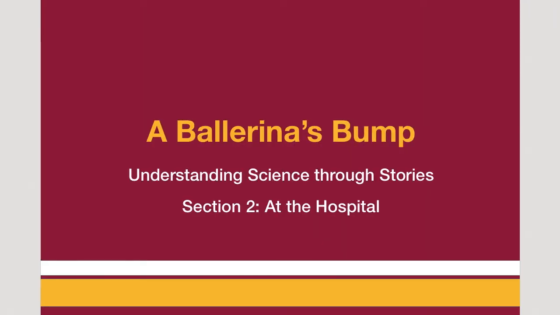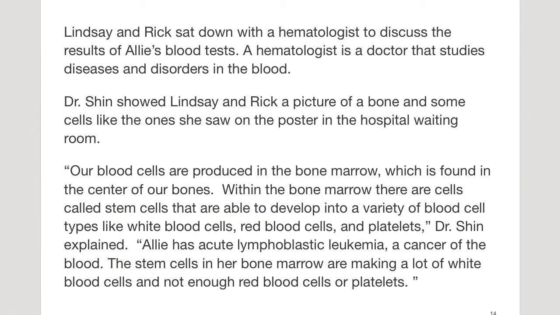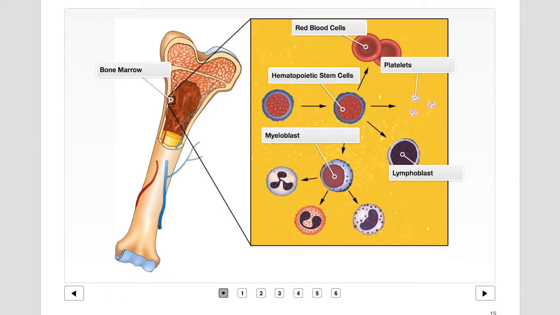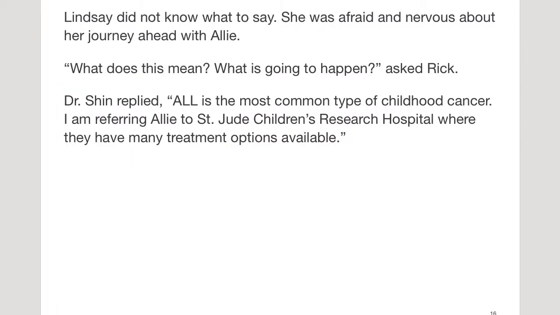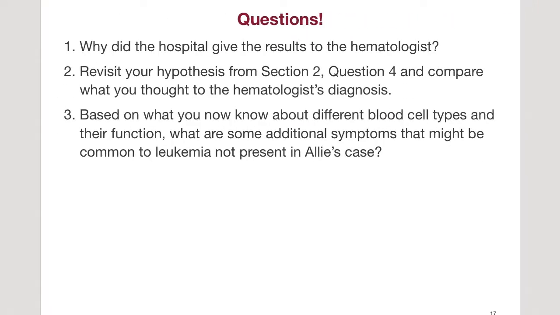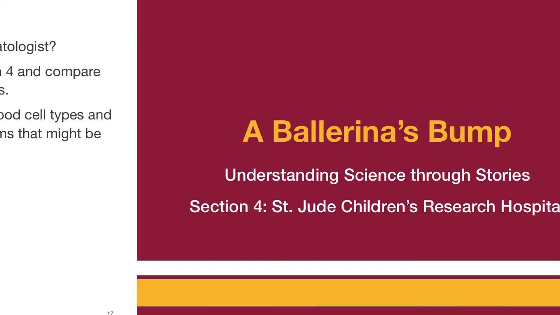At the hospital, a hematologist diagnoses Allie with acute lymphoblastic leukemia and explains the next steps of treatment to the parents. Students are also able to see the emotional side of coping with this type of illness. Following this diagnosis, the family is referred to St. Jude Children's Research Hospital. At the end of this chapter, students are able to apply what they have learned about a hematologist and continue to think through the diagnosis.